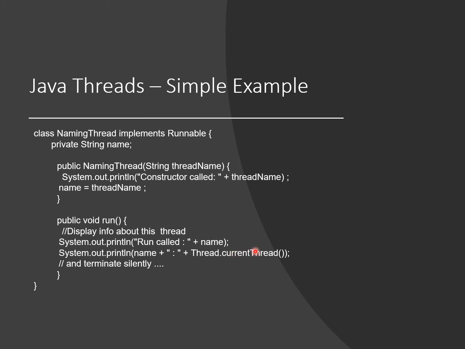Thread.currentThread prints out the name of the thread as known by the JVM, and a couple of other things, its priority and its parent thread. You'll see that when we execute it in a second. So very simple, implement Runnable and override run.